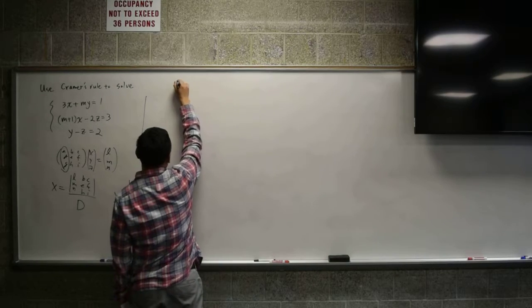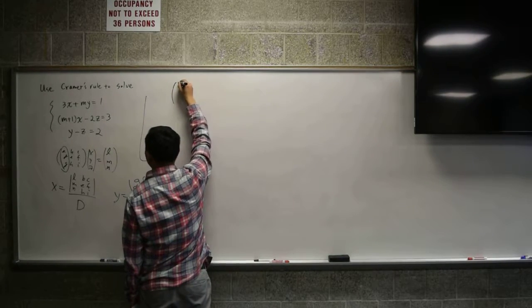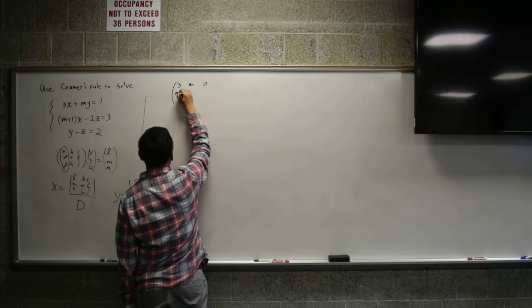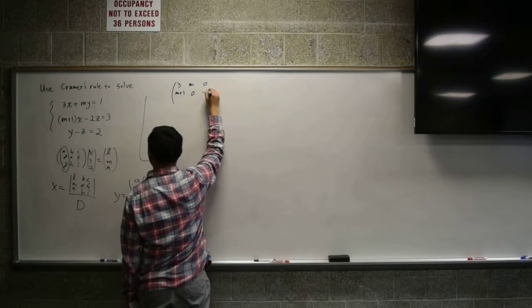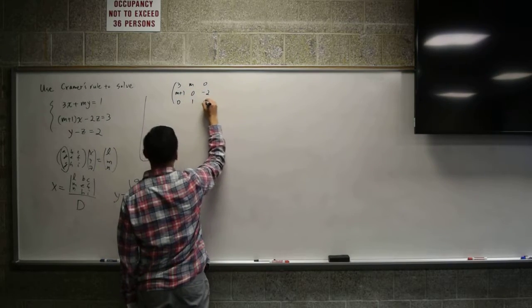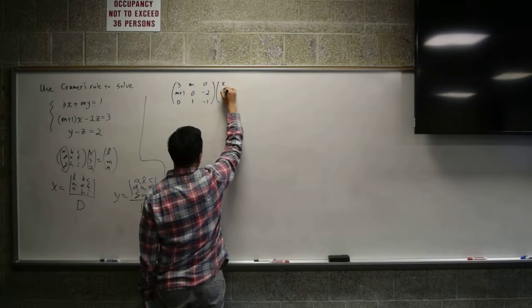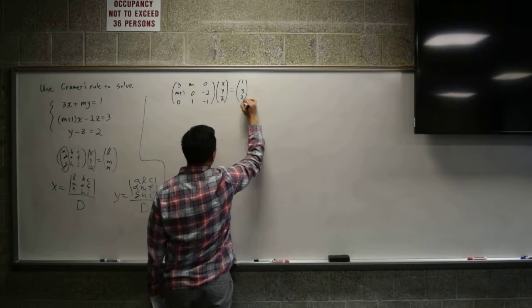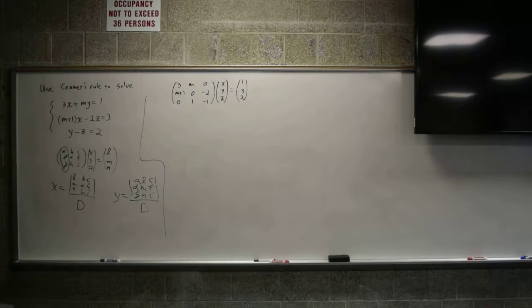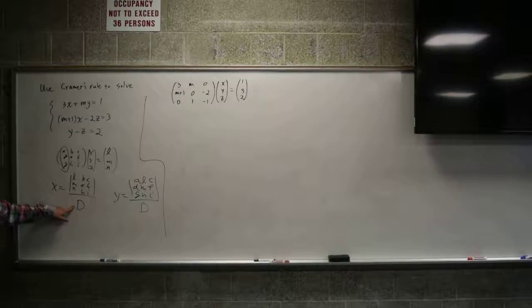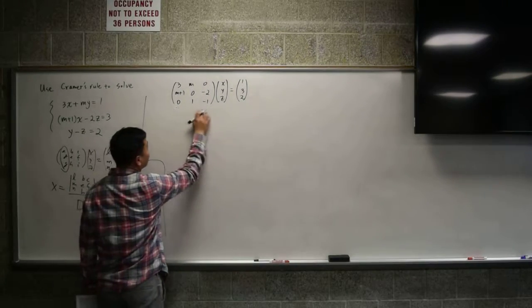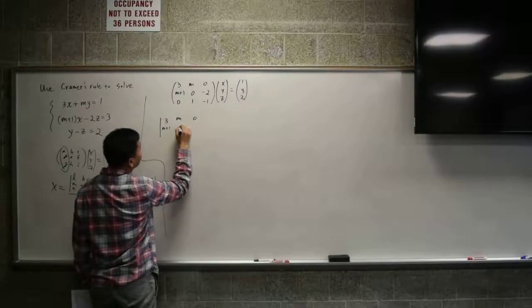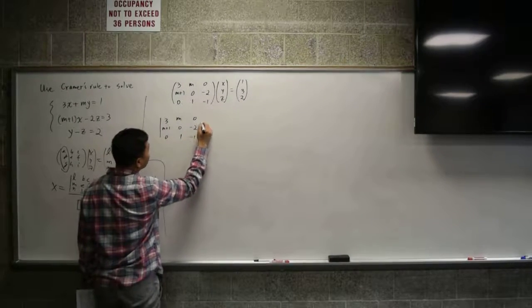First, if I write that as a matrix, the matrix equation is 3, m, 0, m plus 1, 0, negative 2, 0, 1, negative 1, times x, y, z equals 1, 3, 2. Now, because we have the D in the denominator, we definitely need the determinant of this. So let's try that: 3, m, 0, m plus 1, 0, negative 2, 0, 1, negative 1.